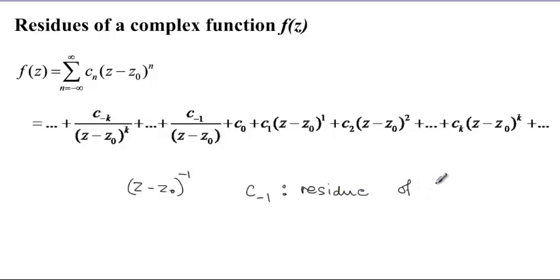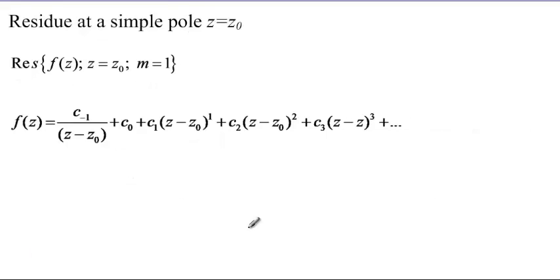of f of z. But this is when we are in the presence of a Laurent series expansion of f of z. Now, we can look at a residue at a simple pole. In this case, we're going to write it this way to mean a residue of f of z at z equals z0, the pole, with m equal to 1, to mean that we're dealing with a simple pole. In that case, as you know now, the principal part of the Laurent series would only have one term, and that term has the coefficient c minus 1.